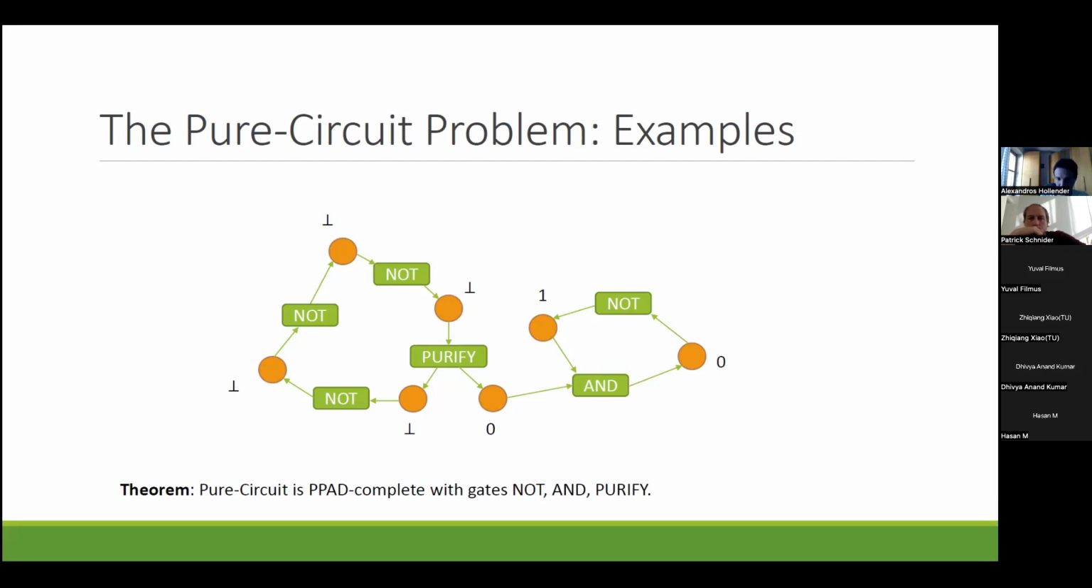But of course, the most important implication of this result is that we can use this very simple problem now to prove PPAD completeness, PPAD hardness results for other problems, and in particular, very strong hardness results. So before I move on to the last part, which is the application, let me pause to ask if there are any questions about the definition of this problem.